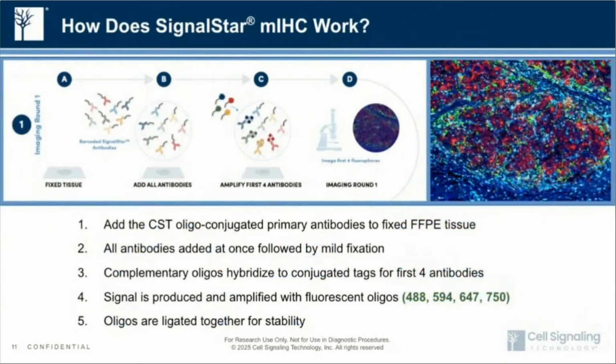But how does SignalStar work? So tissues are prepared as they usually are, and all of the SignalStar antibodies are added at once. All 8 antibodies can be added at once. Each of these antibodies has a unique oligo barcode bound to it, so they can be individually detected by complementary oligos to those unique barcodes.